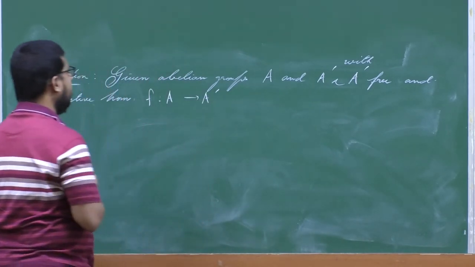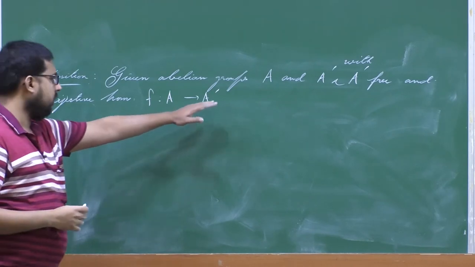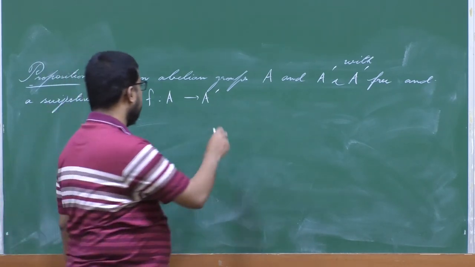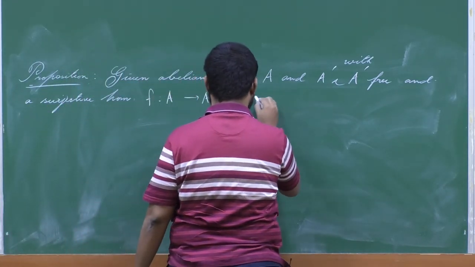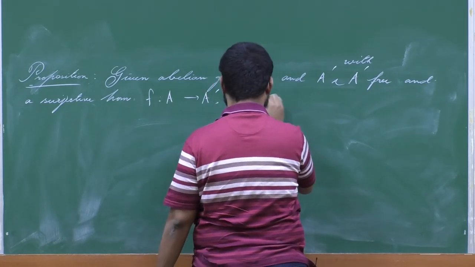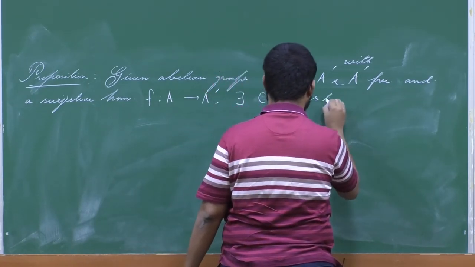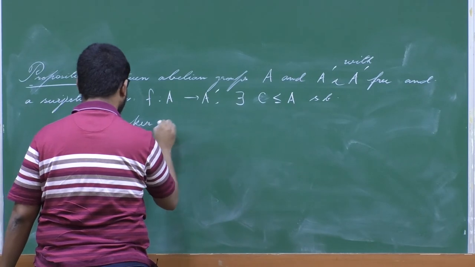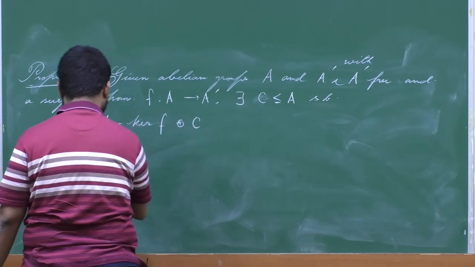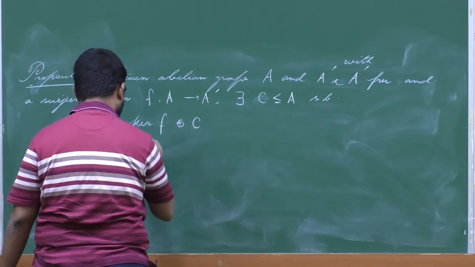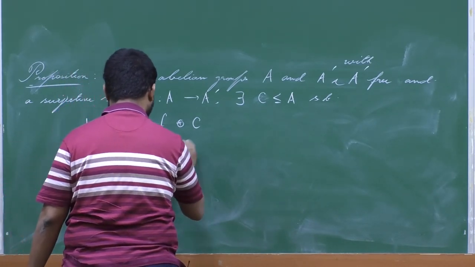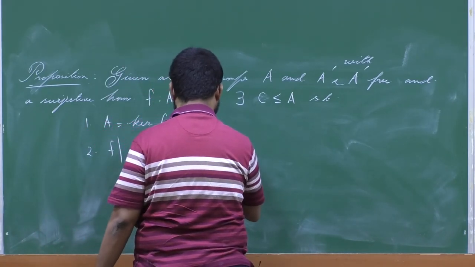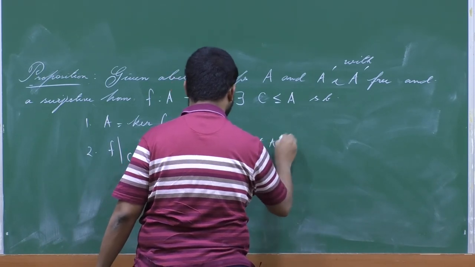So what is given to us? Two abelian groups, with A prime a free abelian group, and a surjective homomorphism f. Then there exists a subgroup C such that, first of all, A is the kernel of f plus C, and the restriction of f to C is an isomorphism from C to A prime.